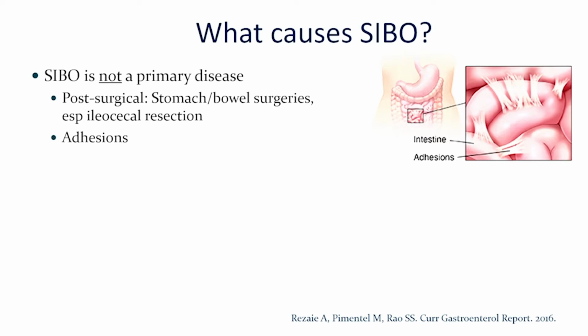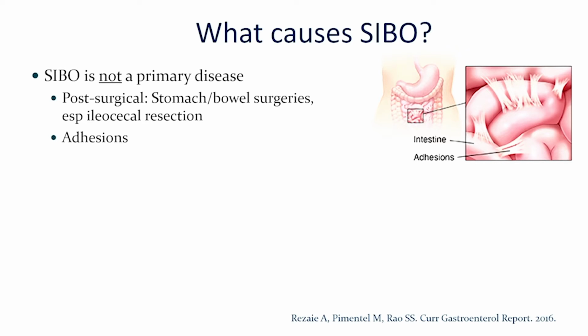Now, what causes SIBO? What has to go wrong, aside from that, that can contribute to causing SIBO? So SIBO is not really a primary disease, as we've discussed. It's hard for the bacteria to proliferate in and of themselves and decide to grow to that extent. We see it very often in post-surgical patients who have had any surgeries on their bowel, especially ileocecal resection, which is removal of that valve that I mentioned. We definitely see it there.